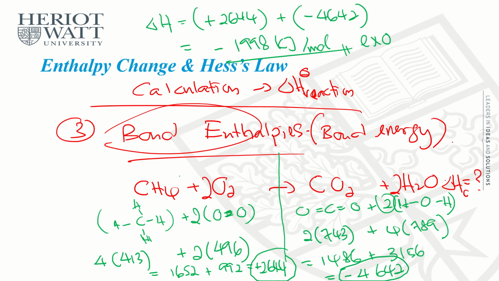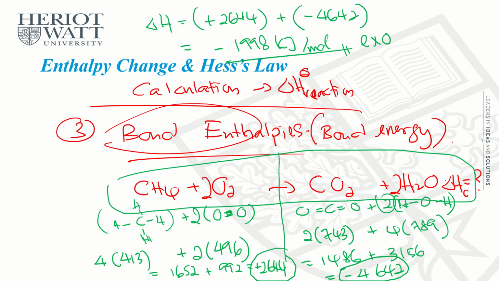Now, this is just a simple equation here. They can give you any equation as long as you calculate every single bond energy on the left, every single bond energy on the right, put the positive sign on the left, negative sign on the right, and then you add them up. Like what I did just now, you will get the enthalpy change. So this is the third, which is the last method to calculate enthalpy change.